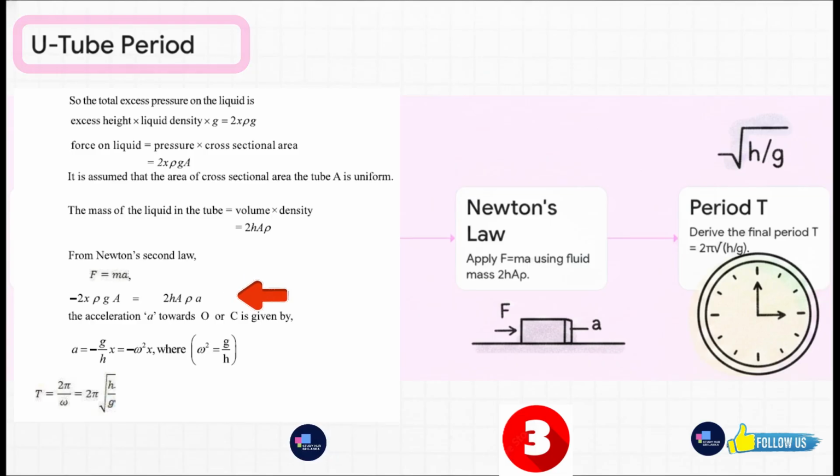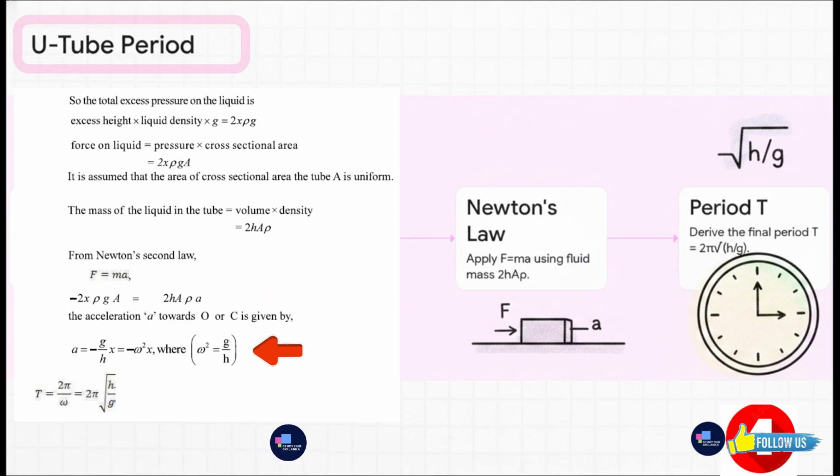Look at how beautifully the cross-sectional area A and the density rho just cancel right out on both sides. Step 4. We're left with a equals minus g over h times x. This proves beyond a doubt it is SHM and gives us a final period T equals 2 pi times the square root of h over g.